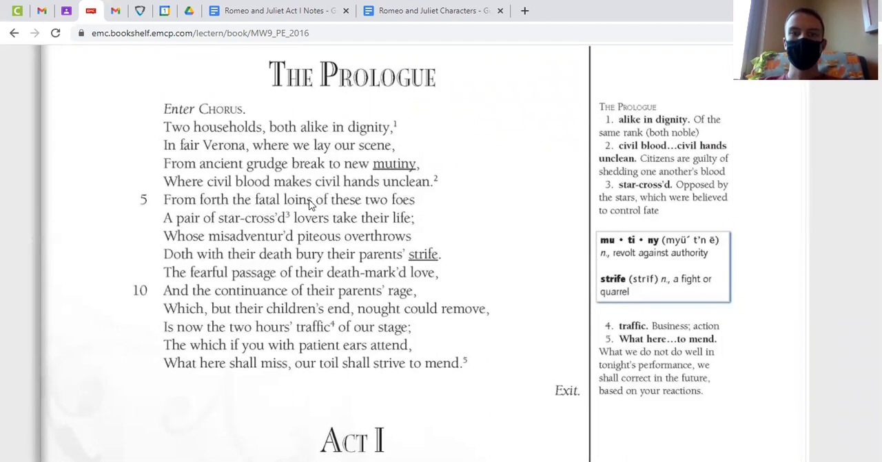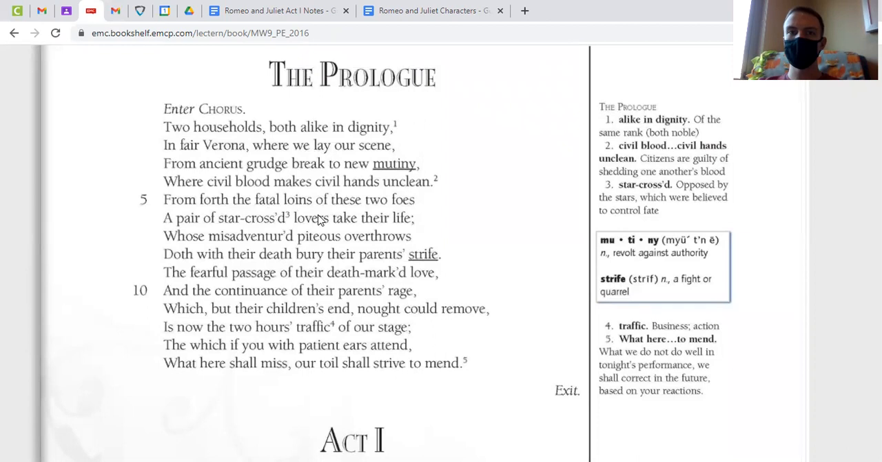From forth the fatal loins of these two foes, a pair of star-crossed lovers take their life. So they already tell you, from forth the fatal loins of these two foes, so these two houses each have a child. Star-crossed lovers, they fall in love. Star-crossed, you might have heard that phrase a couple different times, star-crossed lovers. What that actually means is doomed lovers.